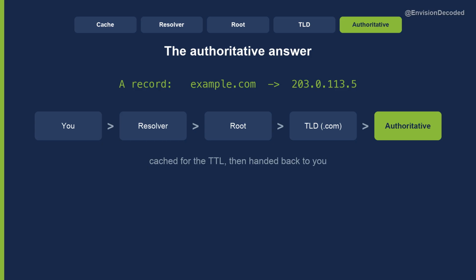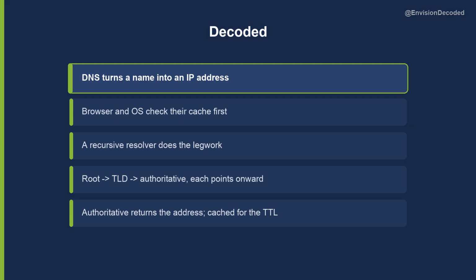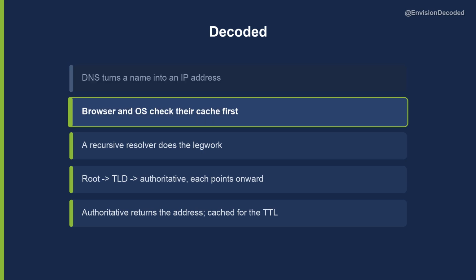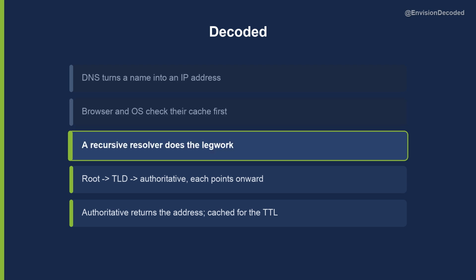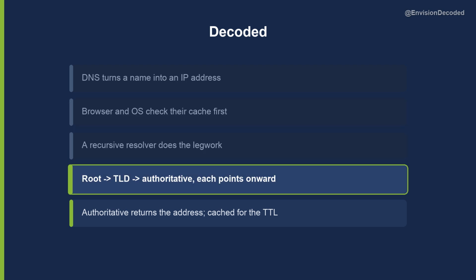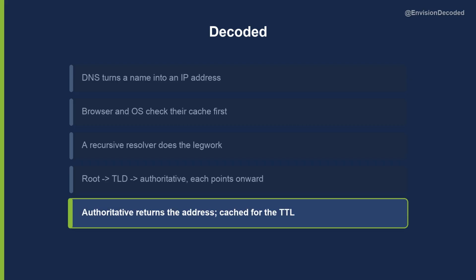So, to decode it, DNS turns a name into an IP address. Your browser and OS check their cache first. If it is not there, a recursive resolver does the legwork. It asks a root server, which points to the TLD, which points to the authoritative server, which returns the real address. The answer is cached for the length of the TTL, so the next visit is instant.